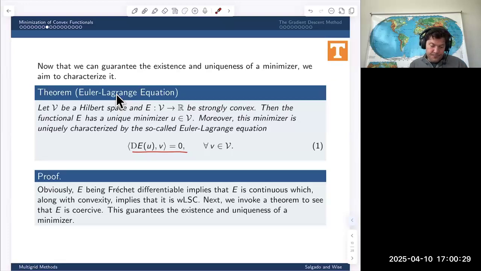Now, let's have a look at the implications. So let's see, did we say that? I think here we may have to add that. I think I'm missing an assumption here. So E has to be Frechet differentiable. I think that's a missing assumption.